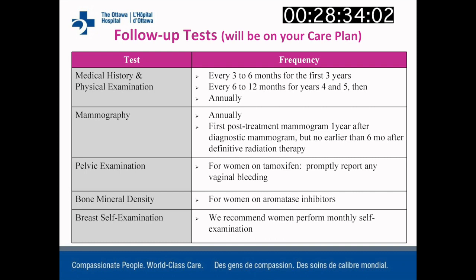With regard to mammograms, the recommendation is every year. The first mammogram is usually done around a year after your surgery, or we look at doing this not any earlier than 6 months after you finish radiation treatment. That's to give the breast time to heal and the changes as much back to normal as possible.